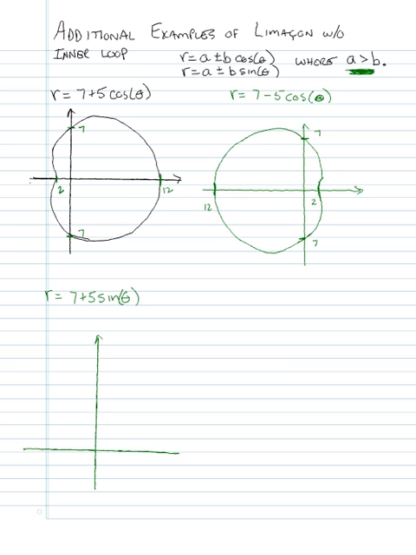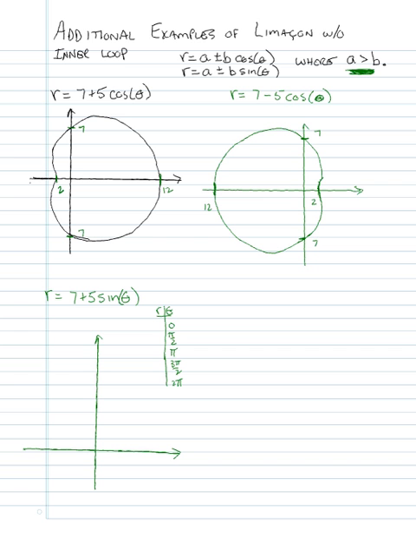X-axis. A little lopsided. And again, we could go through mentally and think, well, let's calculate some points. We could choose some thetas like 0 and pi over 2 and pi and 3 pi over 2 and back to 2 pi and see where we are. And that's certainly acceptable.